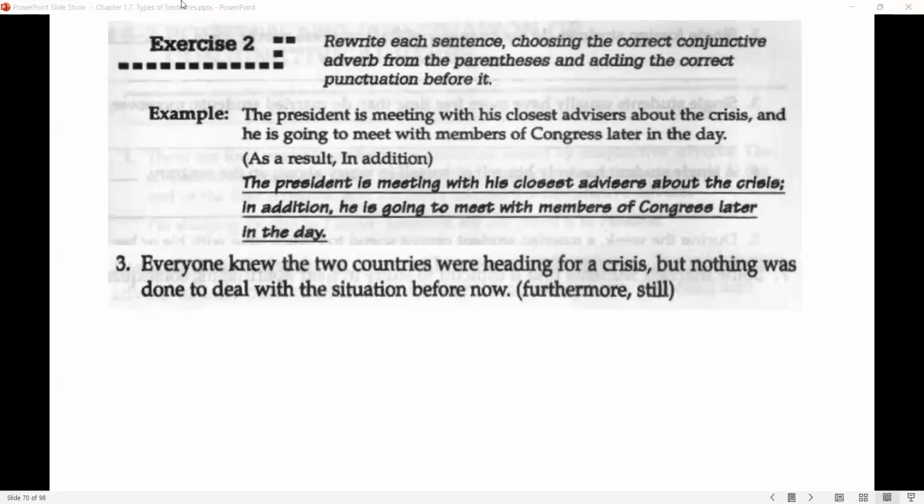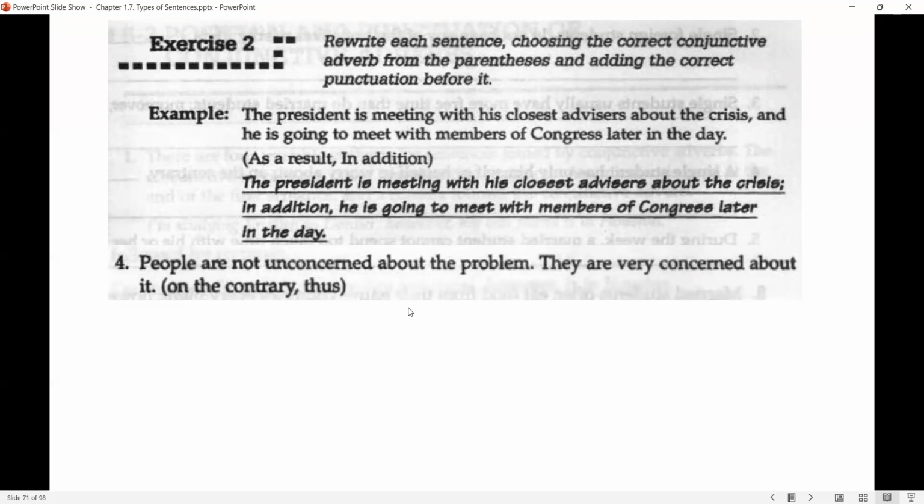Okay, let's continue. Everyone knew the two countries were heading for a crisis, but nothing was done to deal with the situation before now. So here you have the conjunction but. Which word has the same meaning as but? Which of these two words can we use instead? Okay, the answer is still. So they have the same meaning.